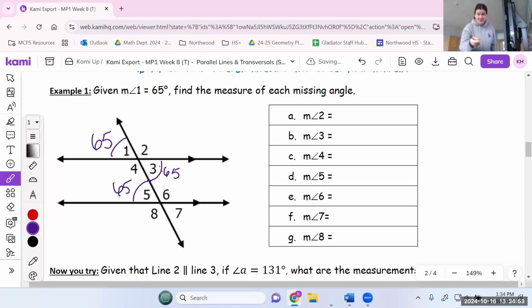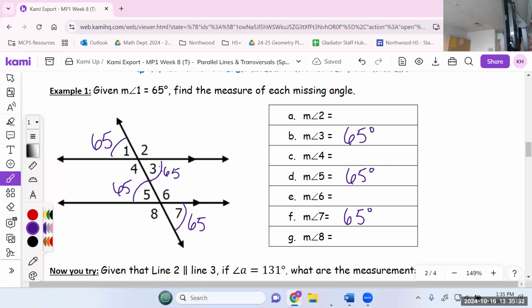1 and 5 are corresponding angles. Again, they'd be congruent. 5 and 7 are my vertical angles, so that's going to be 65. 3 and 7 are your corresponding. 1 and 7 are your alternate exterior angles. It's going to keep on happening, right? So those are those ones. I guess I'll fill in the chart as I go. So 1, I already knew. 3 is 65. 4, I don't know yet. 5 is 65. 6 and 8, I don't know, but 7 is 65 as well. I'm going to draw my little degree symbol in there as well, just to make it look right.